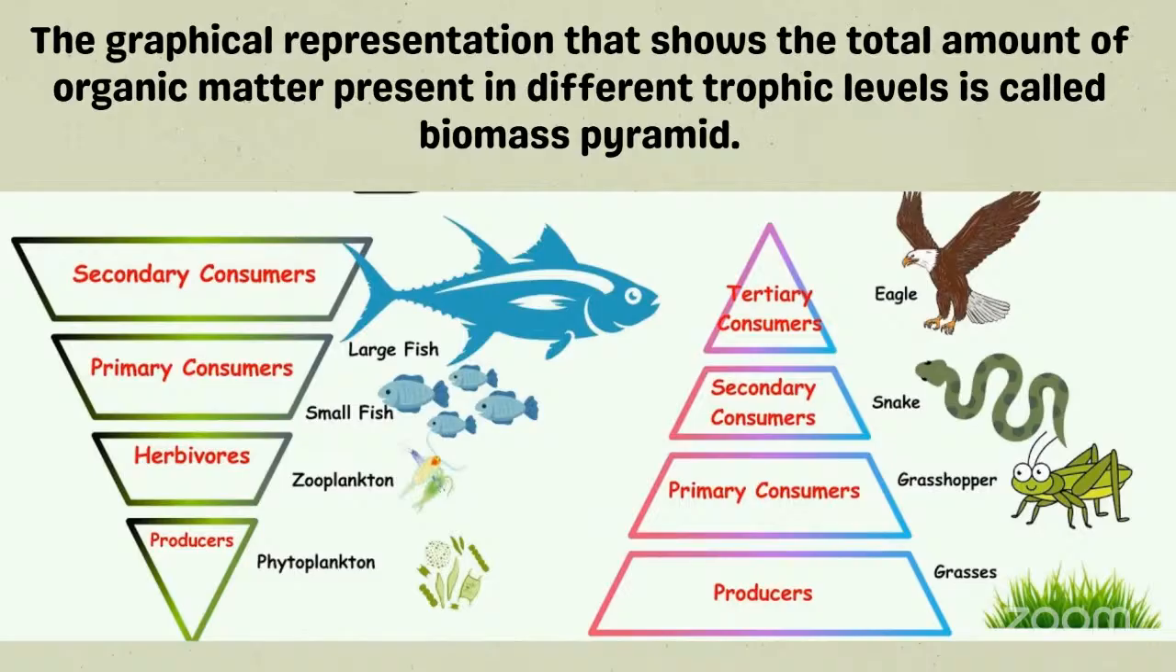So the total amount of organic matter present in a body is what remains after all the water has been drained out. That's what we call biomass. So the graphical representation that shows the total amount of organic matter present in different trophic levels is called the biomass pyramid. So you can see the biomass pyramid can be both upright as well as inverted.